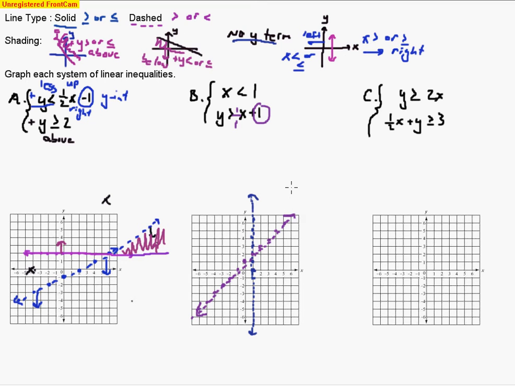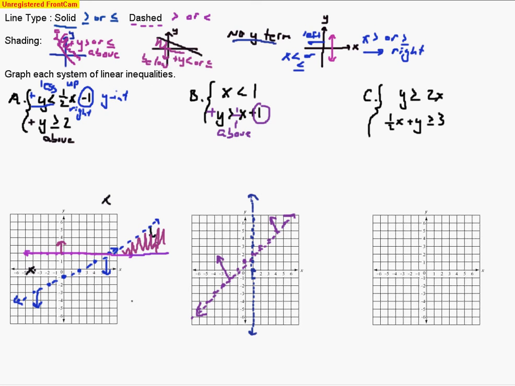So let's start with our purple line, since that's the one I'm on. And it's a positive y is greater. So this means I end up shading above. Above. The greater values of y are this direction. Those are bigger y values. Smaller y's are down below.